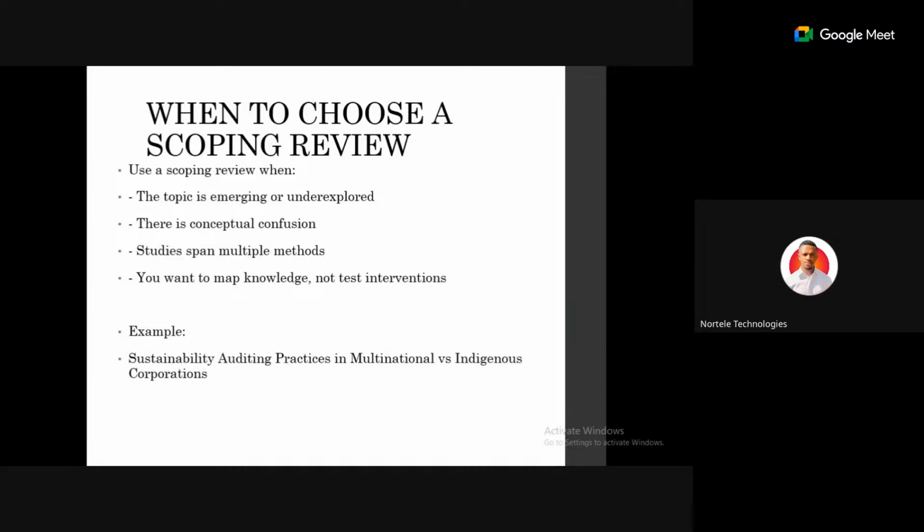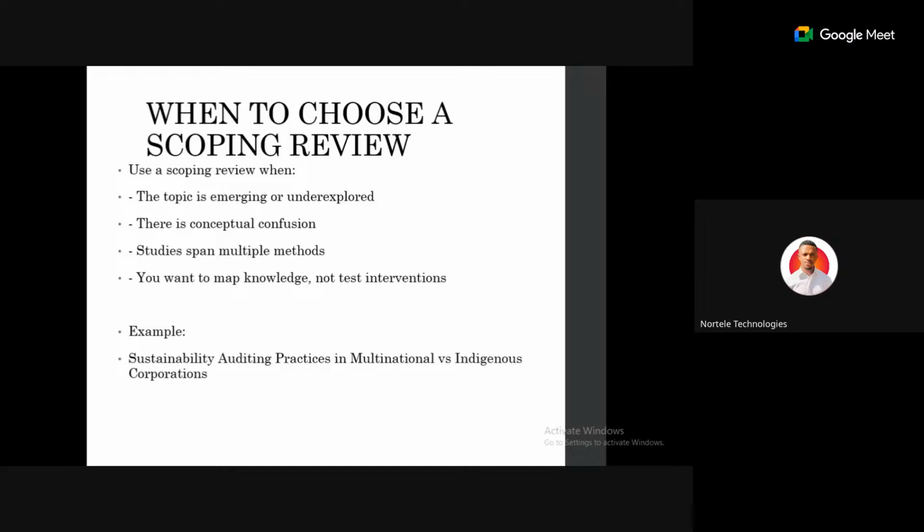Then how to choose a scoping review? You choose a scoping review when the topic is emerging or underexplored. The topic is still new. You don't even know if people have started knowing about the topic. Like when AI came out, before people started publishing on AI everywhere now, there was a time nobody knew AI. Now people don't know what AI means. So now AI is popular.